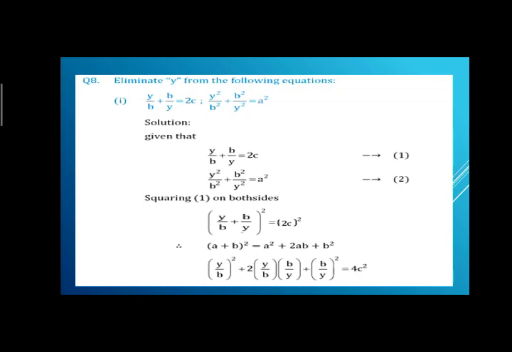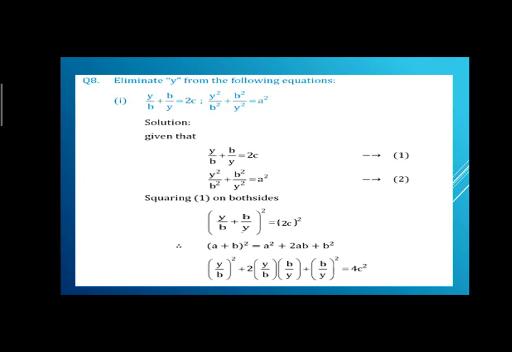You just pick equation number 1 and square both sides. So here we use equation number 1 and square both sides, and y by b plus b by y whole square is equal to 2c whole square. After applying the formula, that is (a plus b) whole square, you have the term y by b whole square plus 2 into y divided by b and b divided by y plus (b divided by y) whole square, that is equal to the square of 2c, which becomes 4c square.